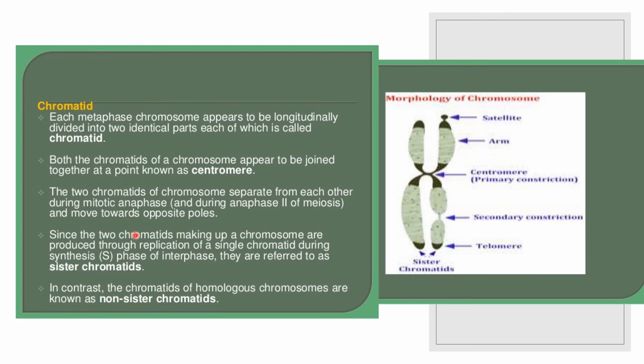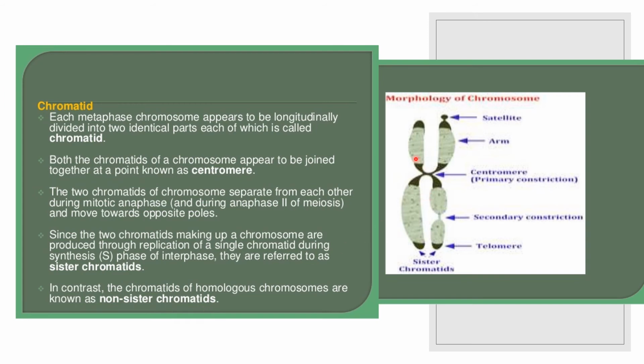Since the two chromatids making up a chromosome are produced through replication of a single chromatid during the synthesis phase, which, if you remember, is a part of the interphase of the cell cycle before mitosis takes place, they are called sister chromatids. This is one chromatid, and the other one. Both are sister chromatids because this chromatid is formed by replication of that chromatid. In contrast, the chromatids of homologous chromosomes are known as non-sister chromatids.